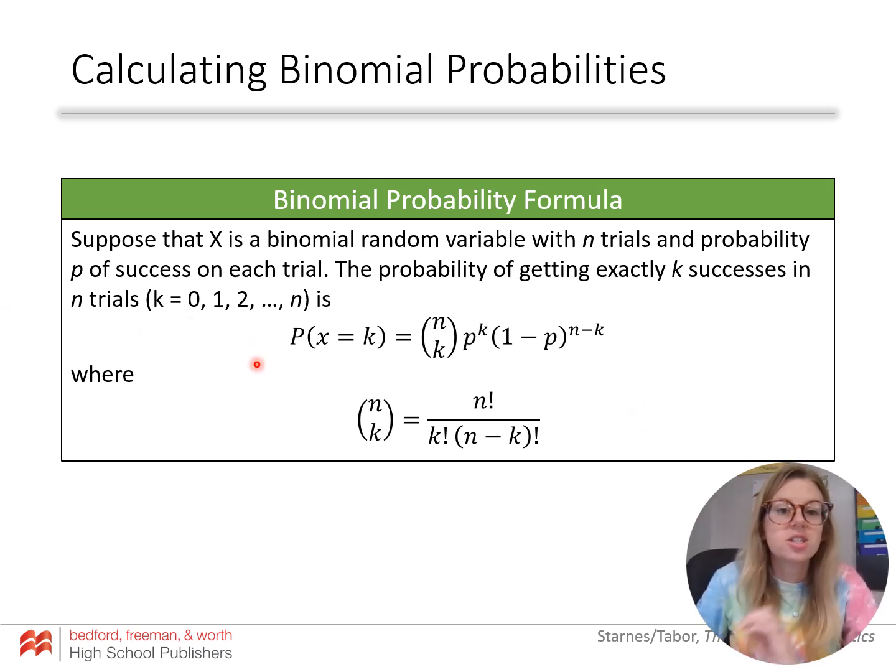All right, so suppose that X is a binomial random variable. So we've determined that it is a binomial setting. n is the number of trials, p is the probability that we're given, and k is the number of successes. So this would be the number of times that we want something to happen. And then this is our formula, and that's what we're just going to plug in, okay?